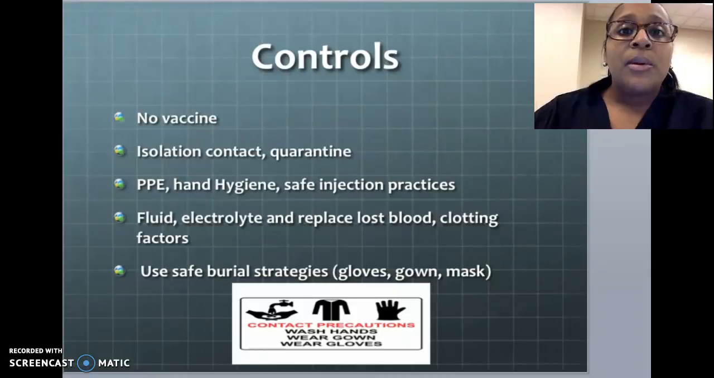So promoting awareness and making sure that we are isolating people that do come down with the Marburg virus.